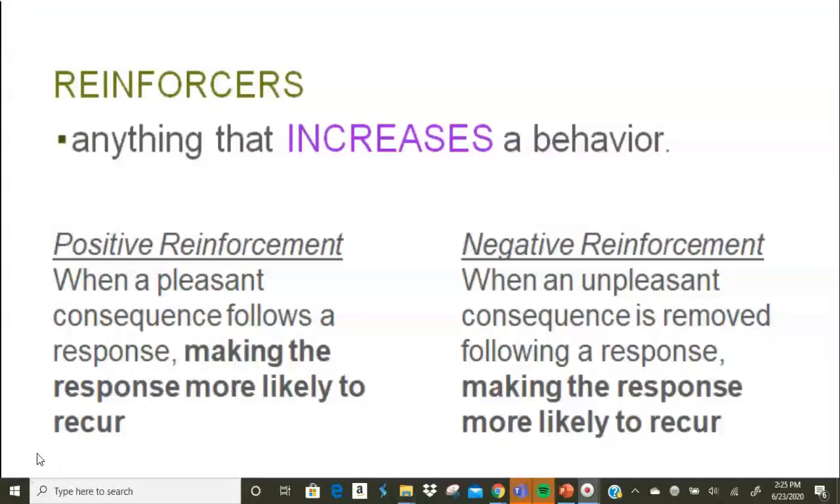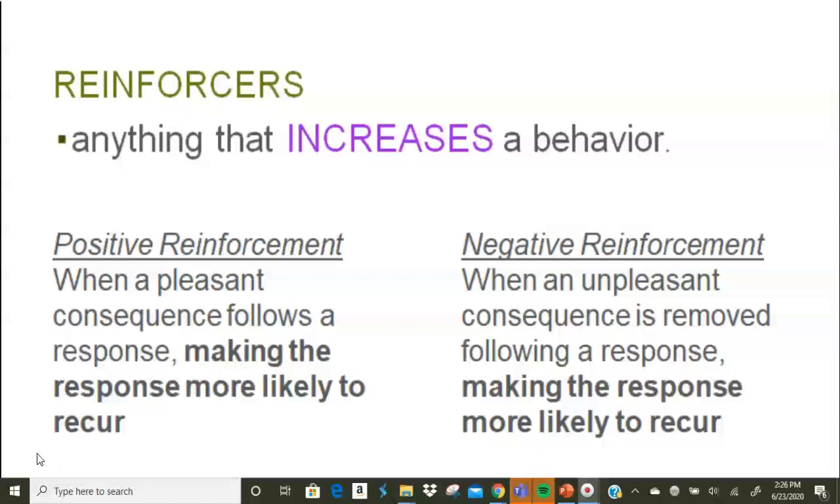So we're going to talk about reinforcers and punishments and the difference between those two. So reinforcers are anything that increases a behavior. That is key when trying to determine in your homework, is this a reinforcement or is this a punishment? Are we trying to increase somebody's behavior, or are we trying to decrease the behavior? If it's decreasing, it will always be considered a punishment. If it's trying to increase the behavior, it is always going to be a reinforcement.